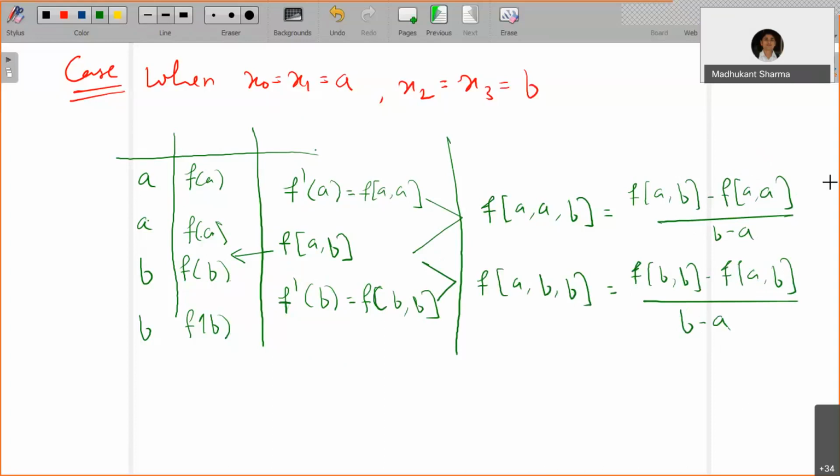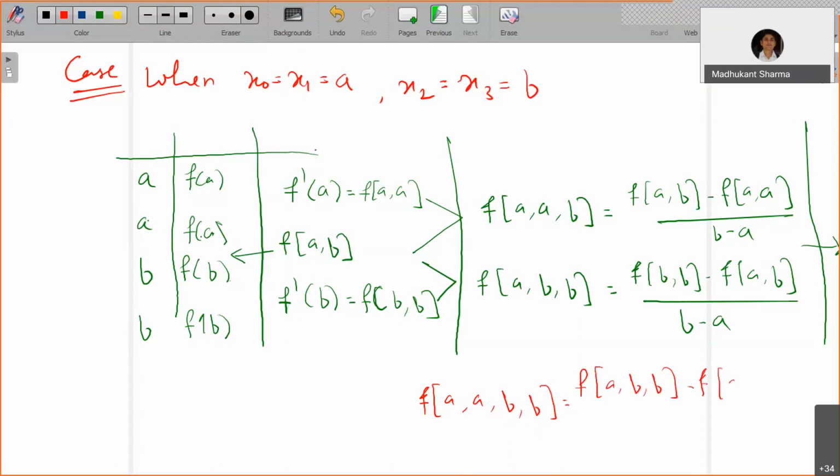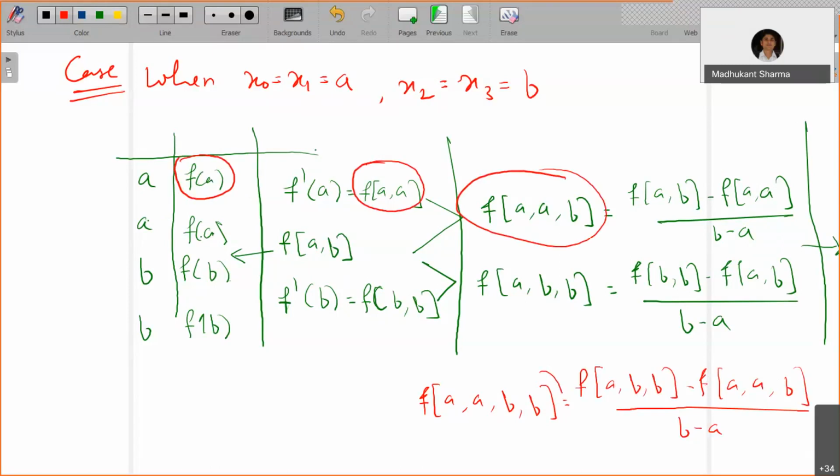Then you can write the last divided difference, which here is f of a, b, b, and that is equal to f of a, b, b minus f of a, b divided by b minus a. So once you have the divided differences, you can now write the interpolating polynomial. So we use the function value, first divided difference, second divided difference, then third divided difference.